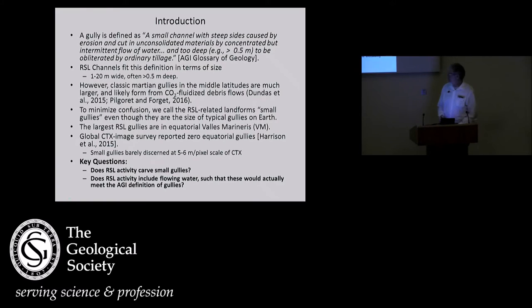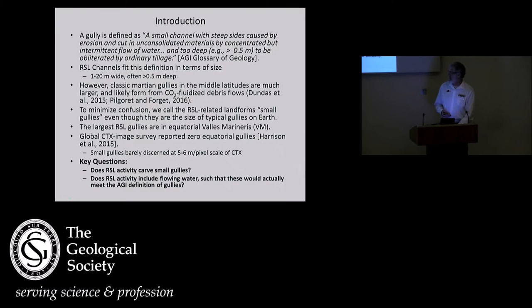Okay, so the classic Martian gullies in the middle latitudes are much larger and likely formed from CO2 frost fluidized debris flows. But to minimize confusion, I'm going to call the RSL-related gullies small gullies, even though they're really more typical gully-sized gullies. The largest ones are in Valles Marineris, equatorial. Now, Tanya did her global CTX based image survey and reported no equatorial gullies, but I'll show you that these are just barely discernible at the scale of CTX.